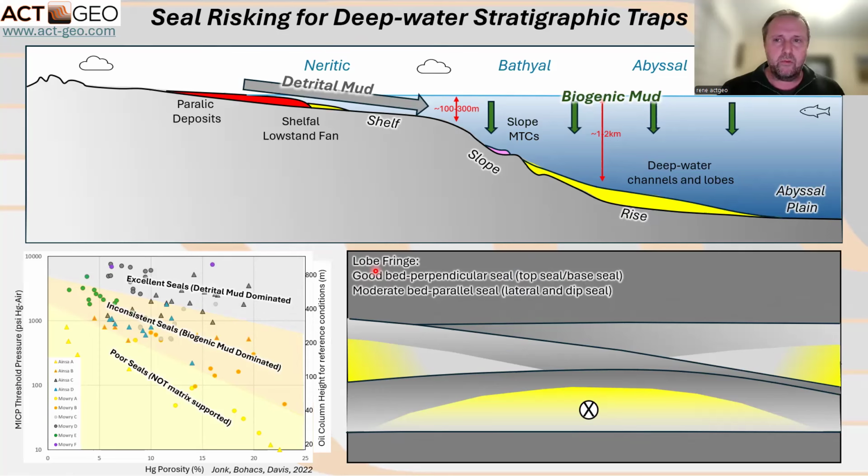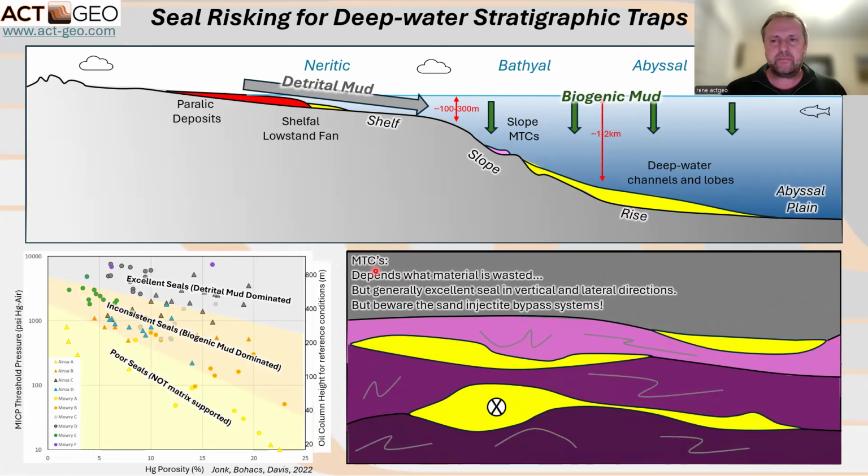So that's the lobe. One type that I think is going to become more important as we get into the next decade of exploration is stratigraphic traps that have significant components of seal by mass transport complexes. So are MTCs good seals? Well, it depends what you're wasting. If I'm wasting sand, then that's a sandy MTC. But generally, MTCs tend to waste slope mud, so they tend to be typically mud supported. And they're actually excellent seals. If you look at threshold pressures for mercury, they can sustain quite significant column heights, and they're good seals in all directions.